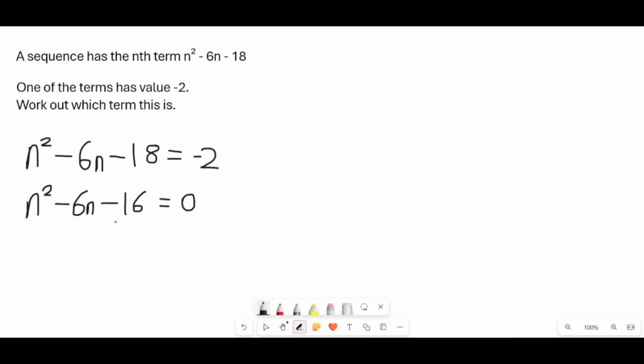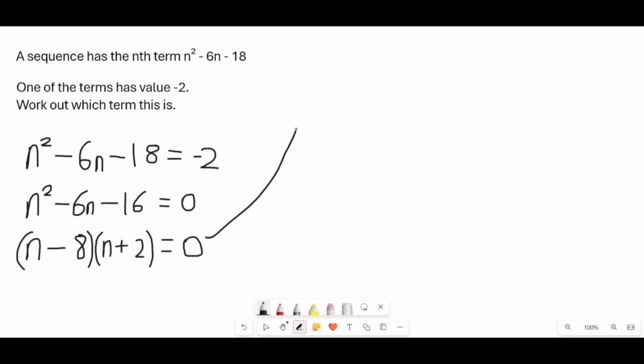Now this is the bit where we go into the double bracket. So for this, it's going to be n minus 8, n plus 2. And so finally, we're just going to set the brackets equal to 0 to get our answers. Now, have you noticed something here? Because if you notice that n equals minus 2 doesn't look quite right, then you would be correct. Because remember, it can't be negative. So n equals 8 is the only answer here.